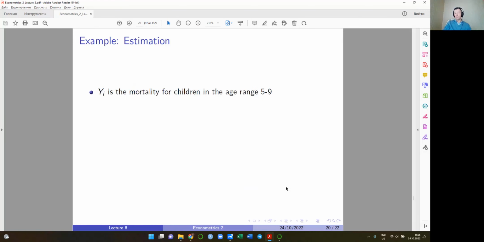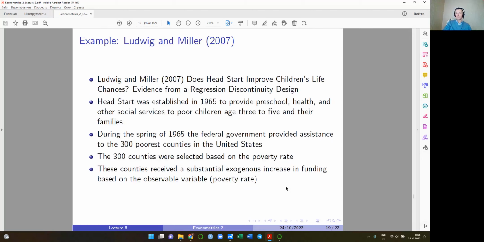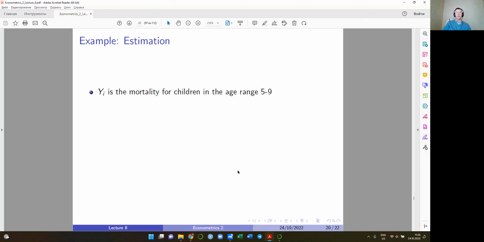Of course, the most poor counties are not comparable directly with the richest counties. It is not possible. But again, around the threshold, for example, the 300th county with the 301st county, they are very comparable because probably the poverty rate is not that different for them. But one county receives treatment and the other one does not.